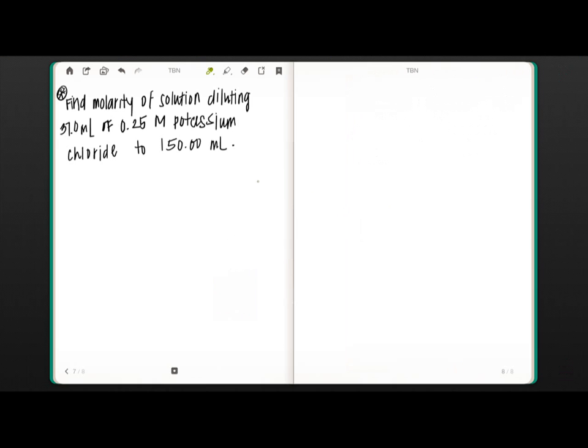Hello, fellow chemistry people. I am going to do a problem about how to find the molarity of a diluted solution. There are a couple of things that I should probably explain before completing this problem. So the first thing I'm going to explain is going to be off to the side.